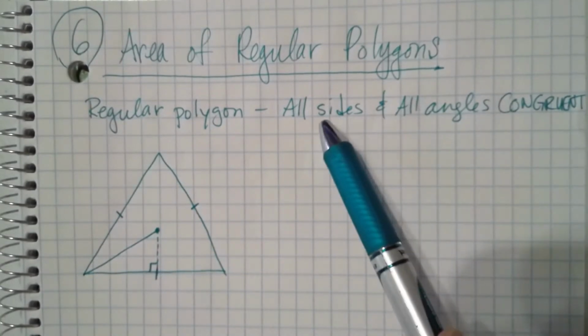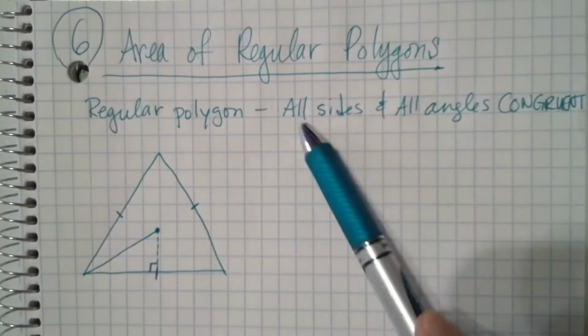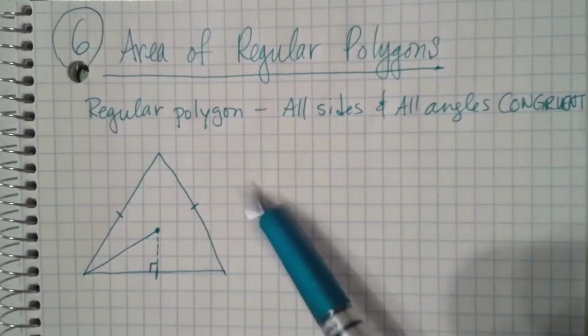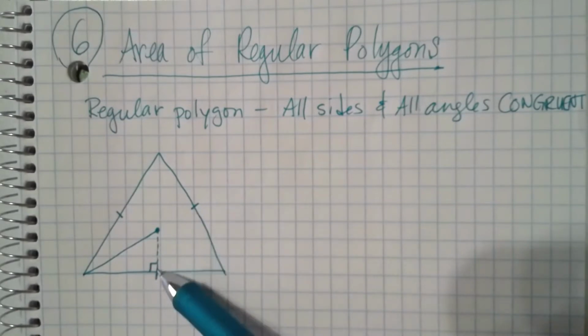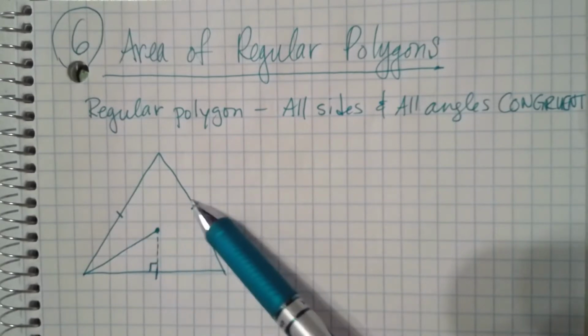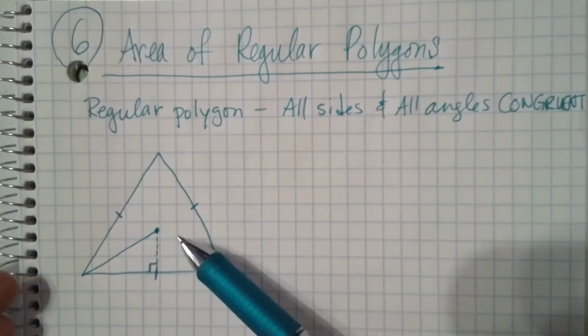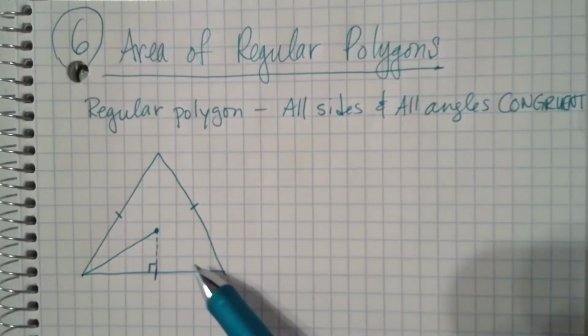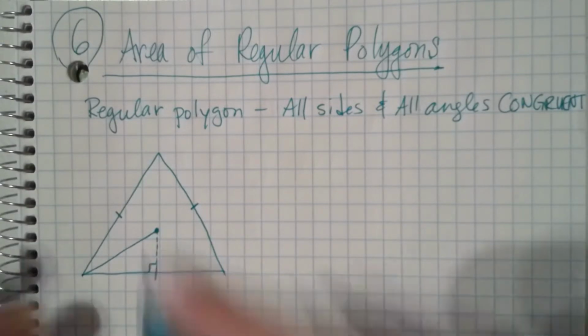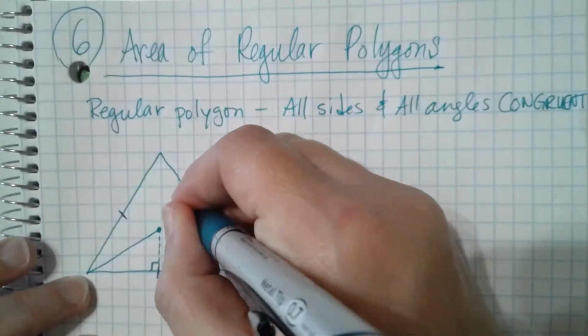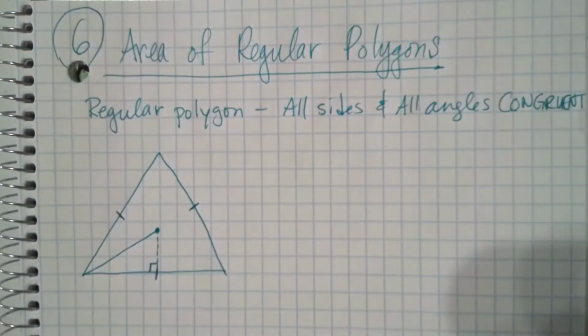There are two ways that they're going to tell us that it's a regular polygon. One is if we see these little tick marks on all of the sides, then we know that all the sides are congruent. That makes it a regular polygon. Or they could just tell us in the directions, say, find the area of the following regular polygons. And then you'll just know that they're all regular polygons.